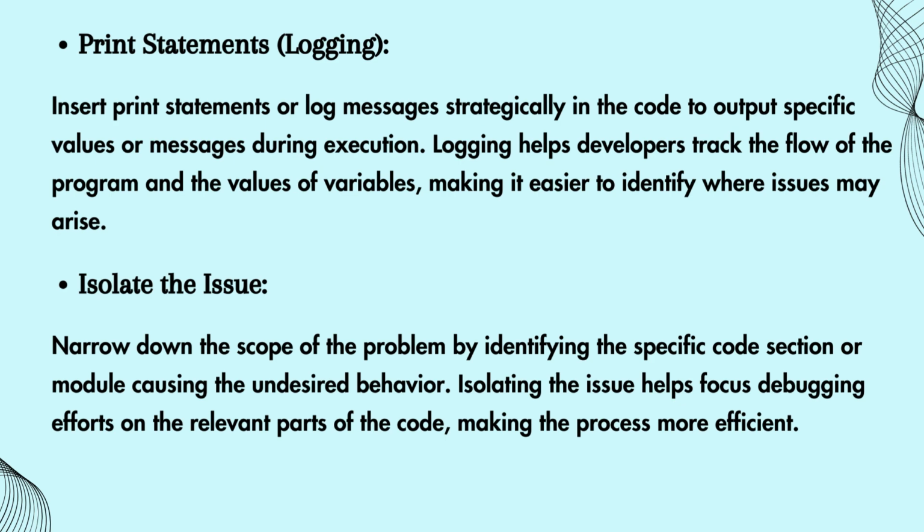The fifth step is to isolate the issue. Narrow down the scope of the problem by identifying the specific code section or module causing the undesired behavior. Isolating the issue helps focus debugging efforts on the relevant parts of the code, making the process more efficient.